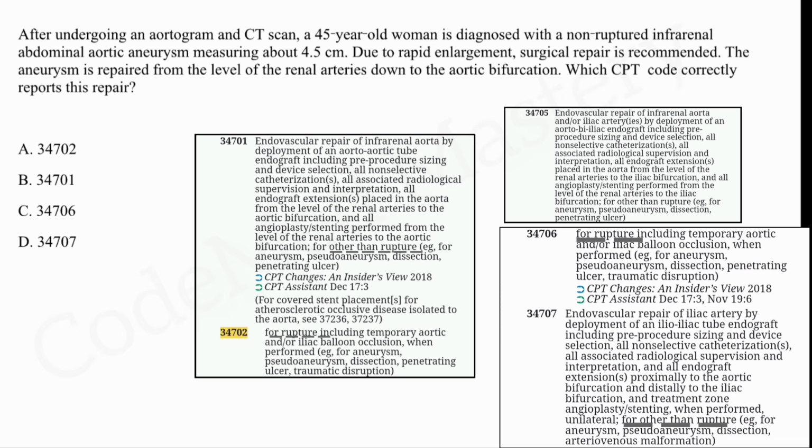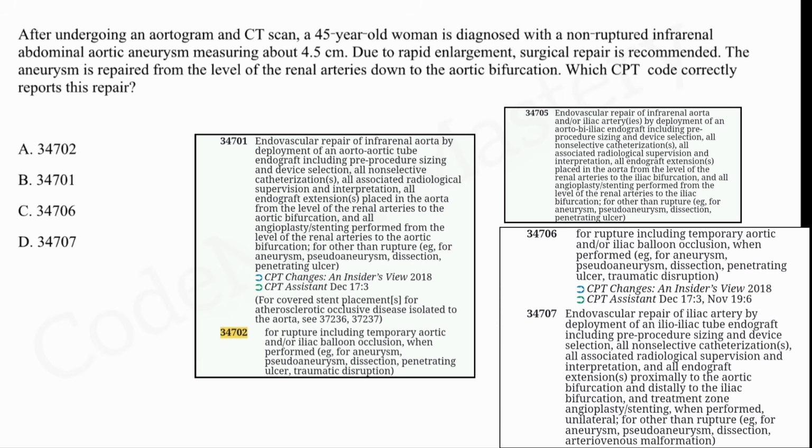Now let us read the question. After undergoing an aortogram and CT scan, a 45-year-old woman is diagnosed with non-ruptured infrarenal abdominal aortic aneurysm measuring about 4.5 cm. Due to rapid enlargement, surgical repair is recommended. The aneurysm is repaired from the level of the renal arteries down to the aortic bifurcation. So which code is correct?